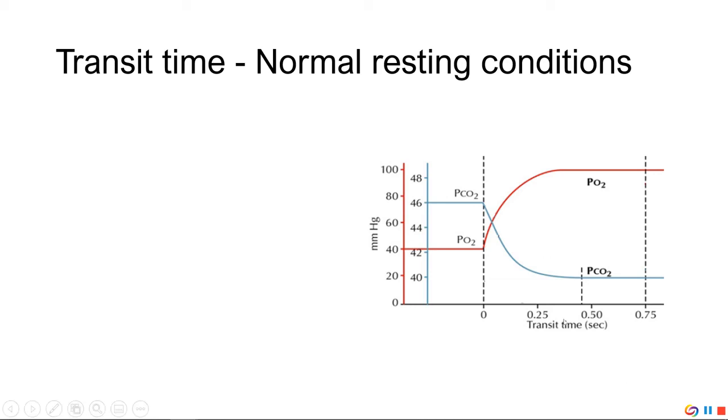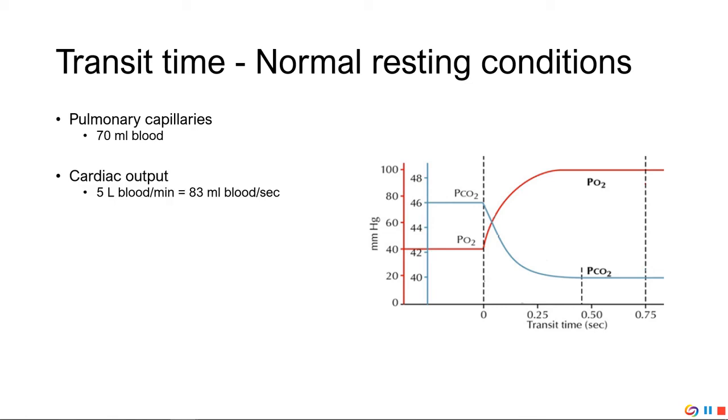Okay? And so the pulmonary capillaries in a typical human hold approximately 70 milliliters of blood. Cardiac output is 5 liters a minute, so if you go 5,000 milliliters per minute, divide that by 60, then you get 83 mils of blood per second. Okay, and so what that means is that a red blood cell will spend a little over 0.8 of a second in a pulmonary capillary.